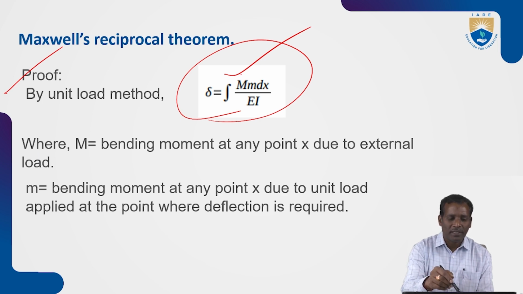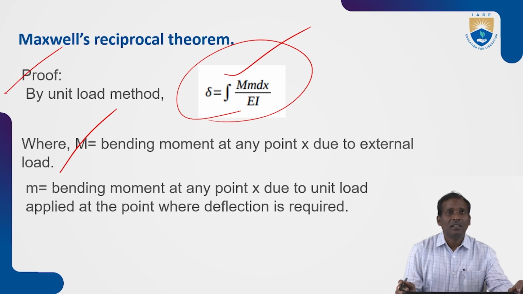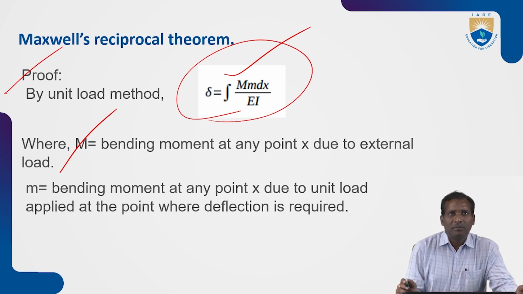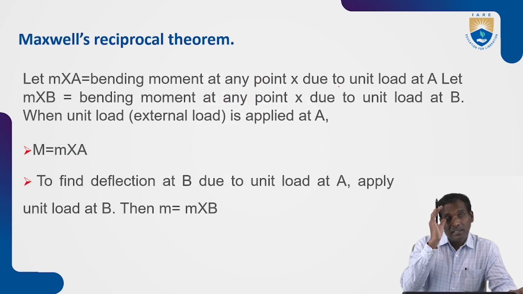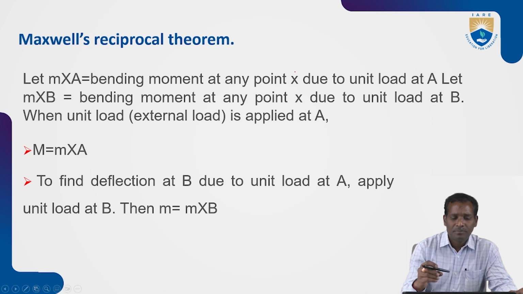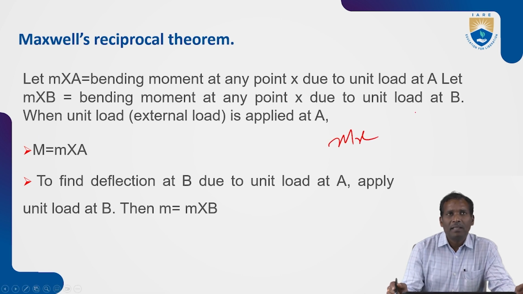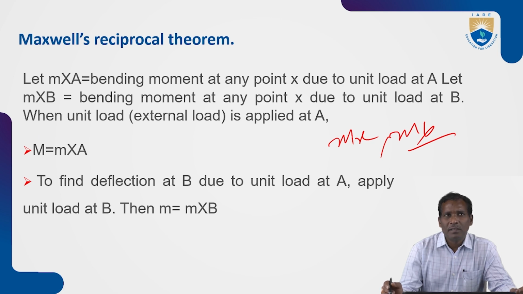So this is the external load. Due to the external load, the bending moment is capital M. The small m is the bending moment at point x due to unit load applied at the point where the deflection is required. So you can write delta equals the integral of capital M into small m dx by EI. Let small m x a be the bending moment at any point x due to unit load at A, and small m x b the bending moment at any point x due to unit load at B, when the external load is applied at A.